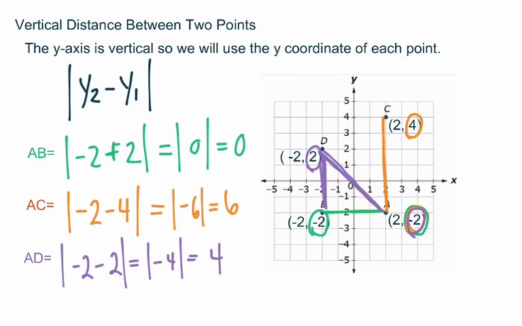This is going to come in real handy when you're doing the Pythagorean theorem and finding the distance between 2 points. So make sure you remember the x-axis is horizontal, so we use x-coordinates to find horizontal distance. The y-axis is vertical, so we use the y-coordinates to find that vertical distance.